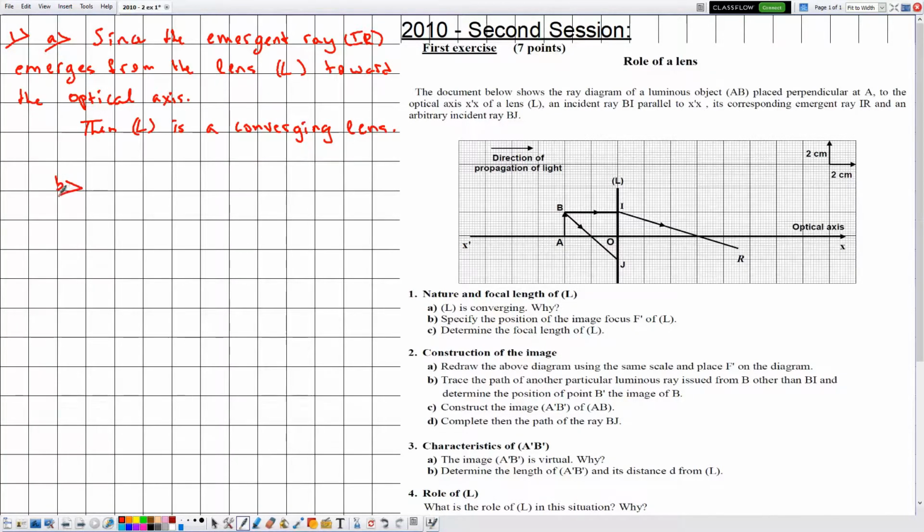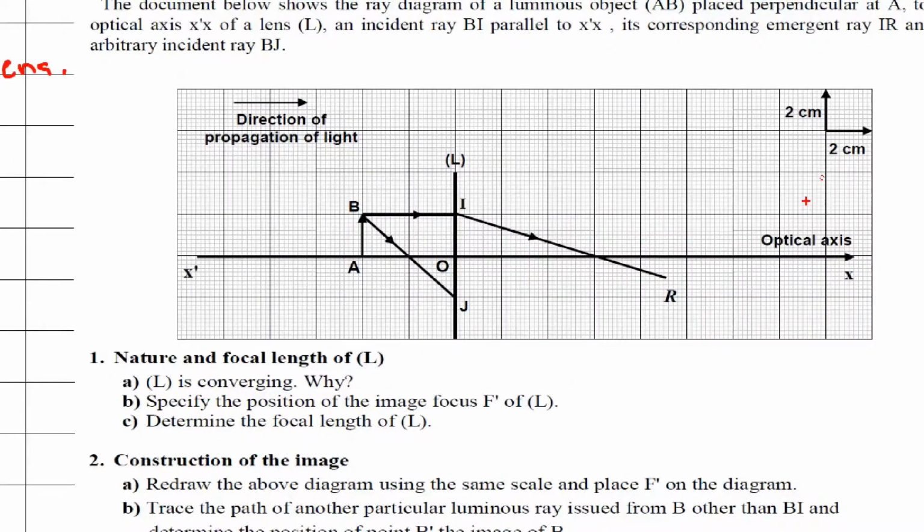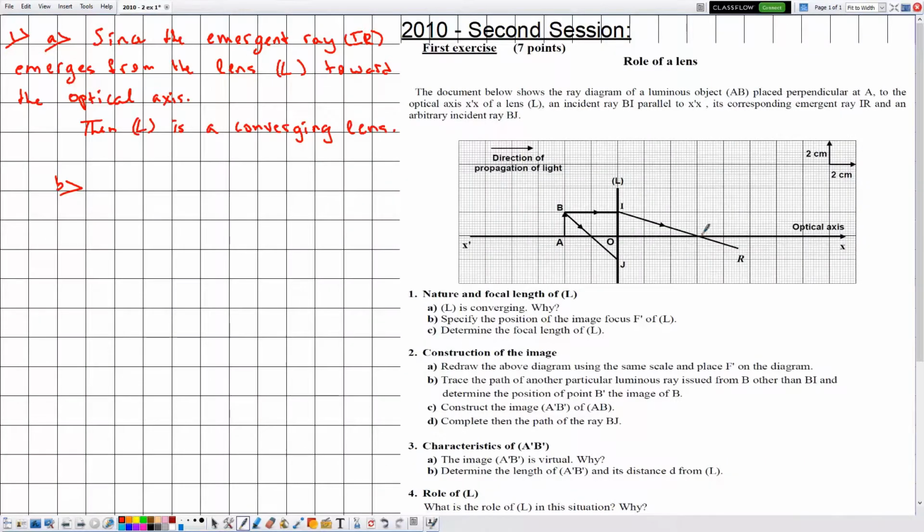And now in part B they are telling me to specify the position of the image focus f prime of L. We know that always the position of the image focus is related to an incident parallel ray. So BI is the incident parallel ray and IR is its emergent ray. So the intersection of this ray with the optical axis will be the image focus f prime.